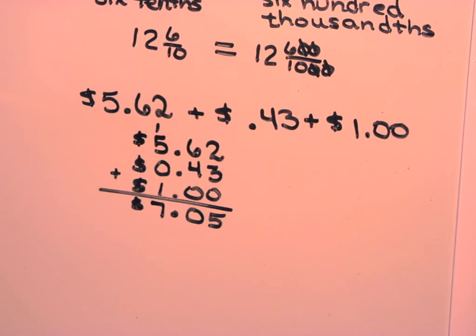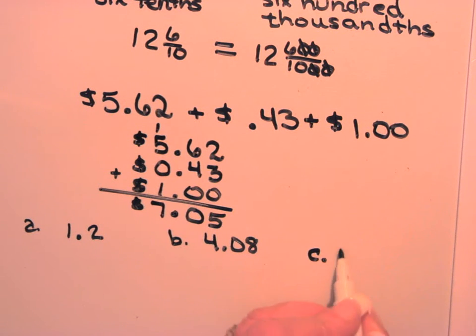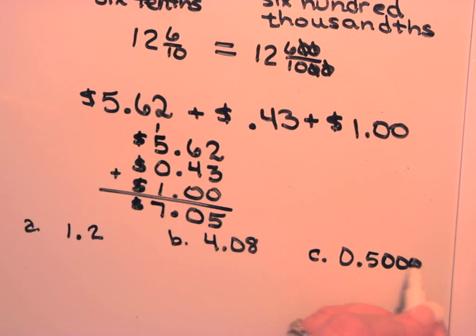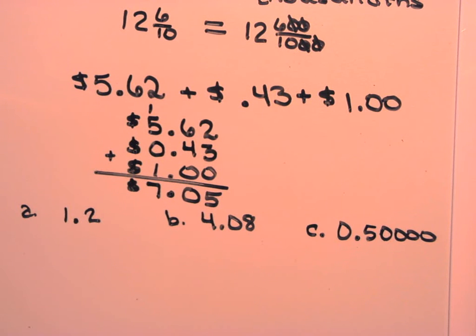Now if you look in your book on page 445, you'll see that they ask to write each number in the lesson practice with 3 decimal places. And they give you the numbers 1.2 for A. They give you the number 48 hundredths for B, and then they give you the 0 with 5, and then it has 4 zeros after it. So now what we want to do is write them with 3 decimal places.